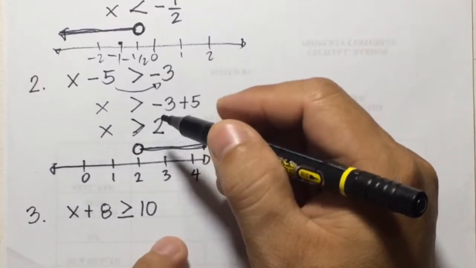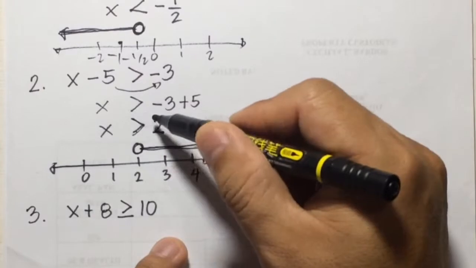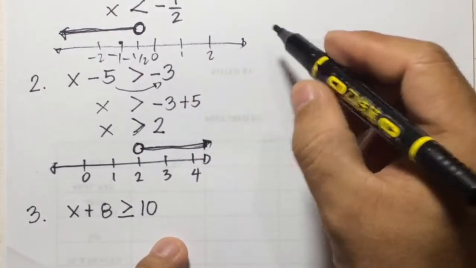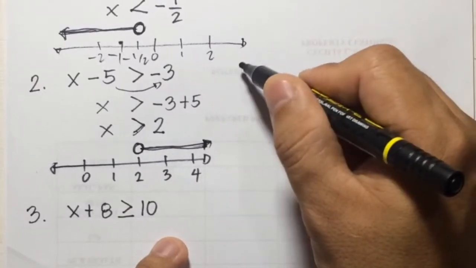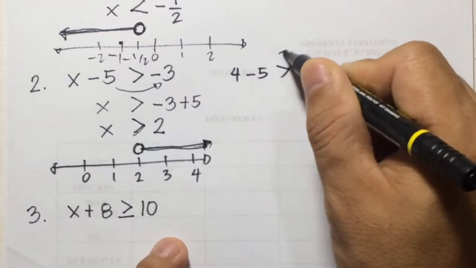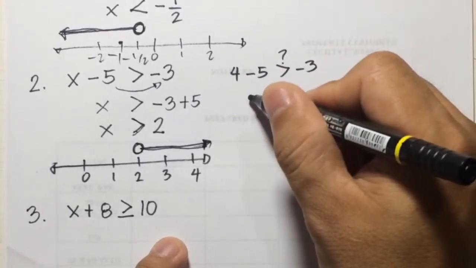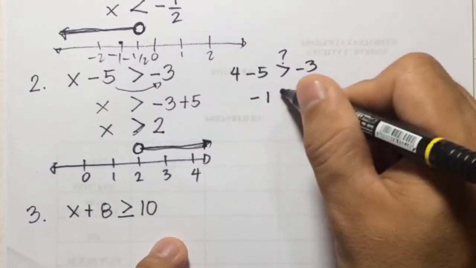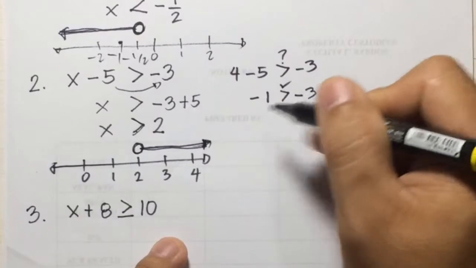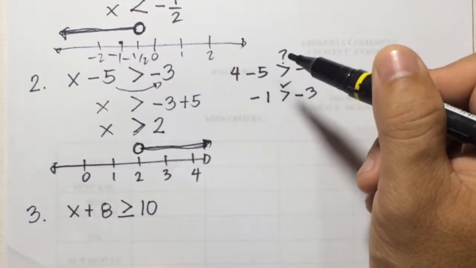So to check if our answer is correct, we can take any number greater than 2. So we can have it as 4. If we're going to substitute x with 4, 4 minus 5, is it greater than negative 3? 4 minus 5 is negative 1. So negative 1 here is greater than negative 3. So meaning you got the correct answer.